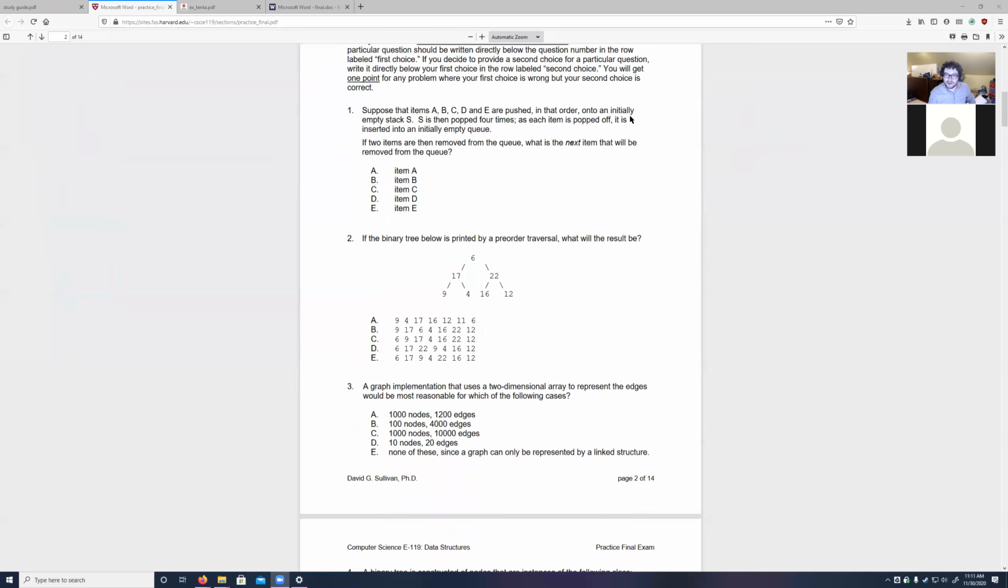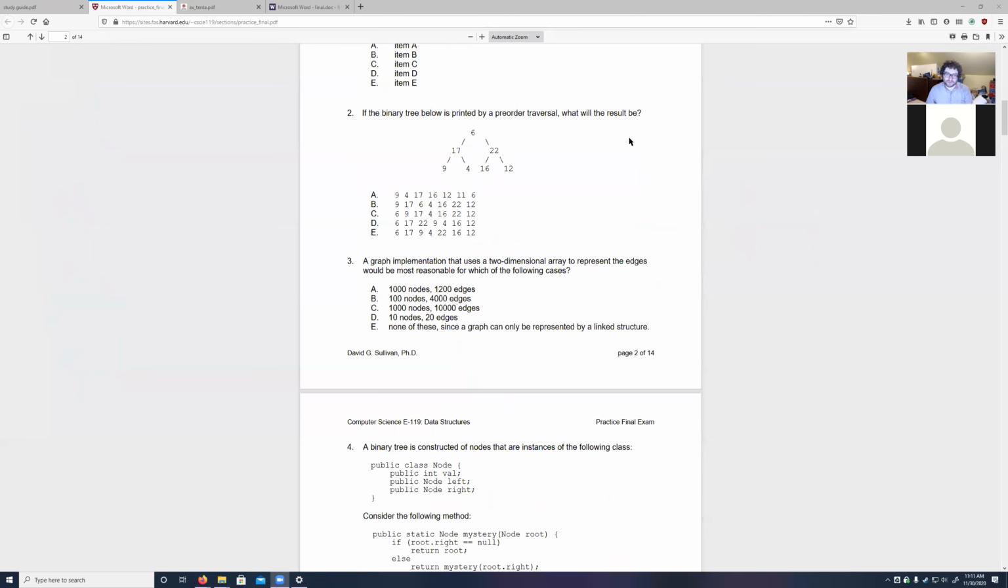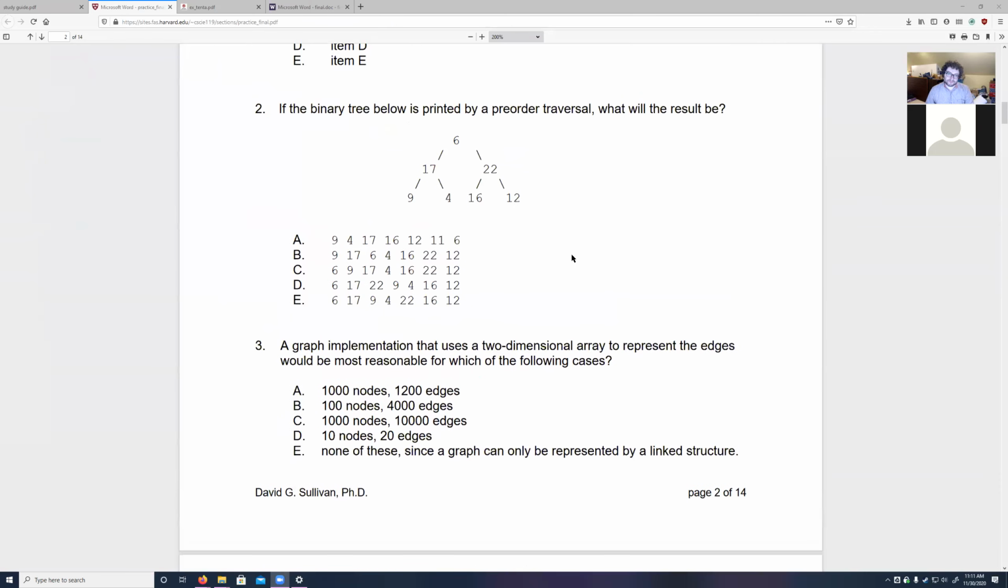Clear all drawings. Next question. All right. If the binary tree below is printed in pre-order traversal, what will the result be? So here we've got 6, 17, 22, 9, 4, 16, 12.